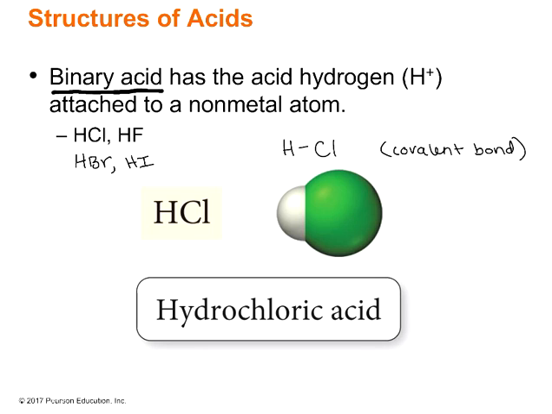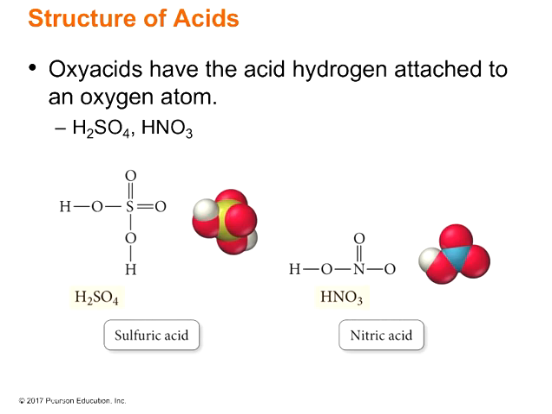The other type of acid is called an oxyacid. And in this type of acid, we have a hydrogen attached to an oxygen atom. So typically, this involves hydrogen atoms bonded to polyatomic ions. So for instance, H2SO4, sulfuric acid, this has two hydrogens bonded to the sulfate anion. And then nitric acid has a hydrogen bonded to the nitrate anion.